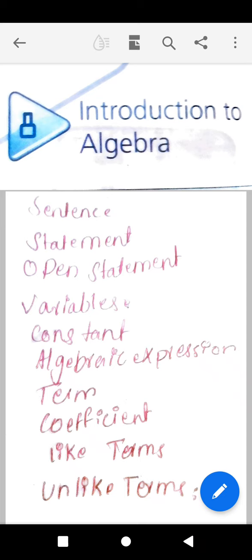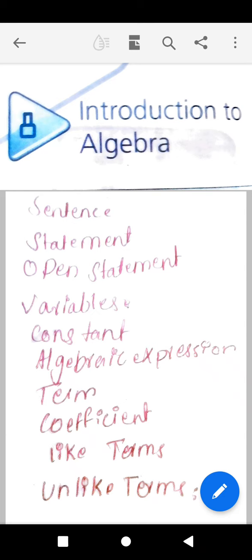So the second one is statement. What is a statement? A sentence that is either true or false is known as a statement. So here it is saying that a sentence which can be either true or false is called a statement. For example, we take the same example, 4 is less than 6. We know that the numeral 4 is less than 6, so this is true. So this can be called a statement.